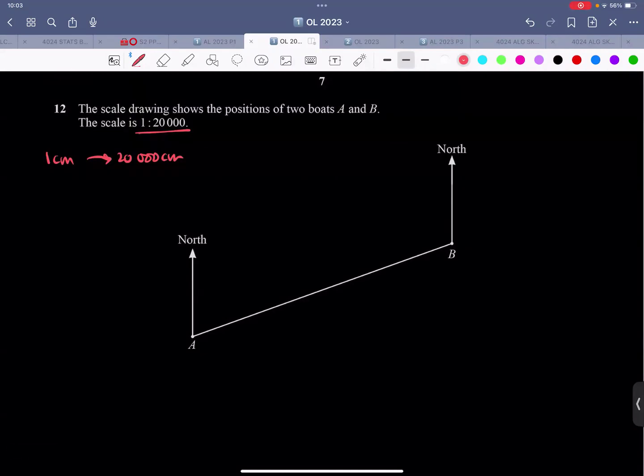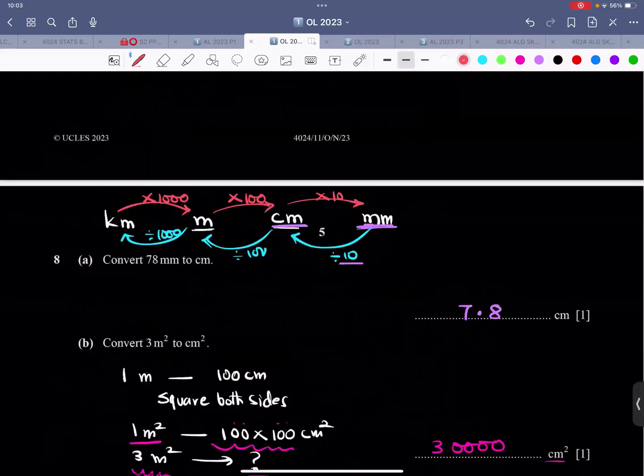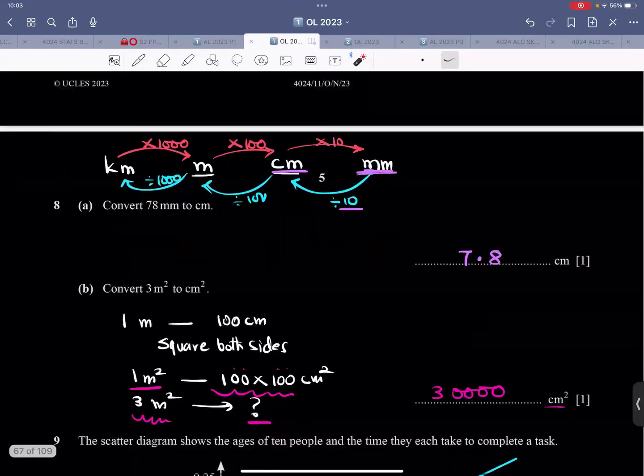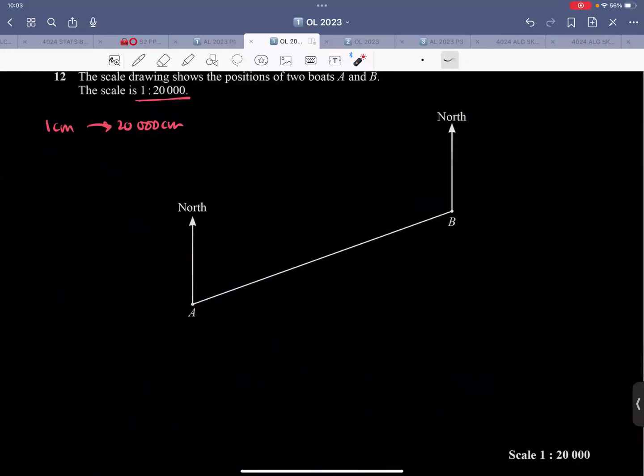So 1 centimeter is 20,000. So I think I wrote somewhere over here the conversion. So if I convert from kilometer to centimeter, that's 1, 2, 3, 4, and 5 zeros. That means 20,000 centimeters. So if I divide, this is 1, 2, 3, 4, and 5 zeros. So in other words, 1 centimeter is 0.2 kilometers.